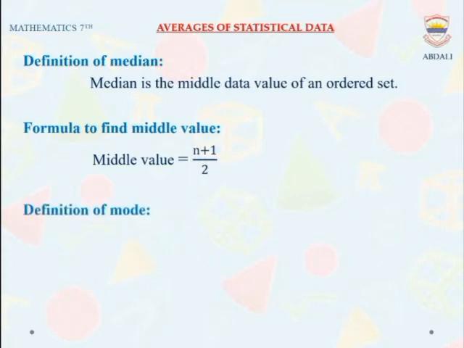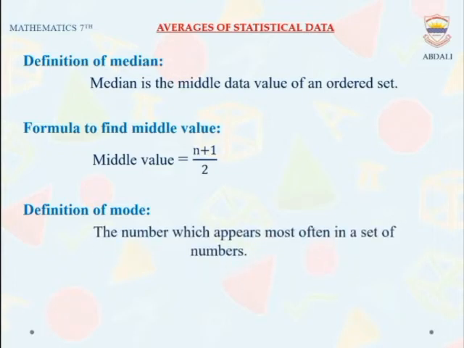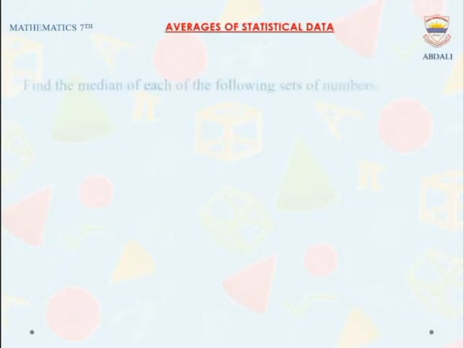So now we are going to see the definition of mod. Mod is a number which appears most often in a set of numbers. Okay? Mod appears most often, like a value which appears most is known as the mod of your data set. Okay? Now let's move to some questions.